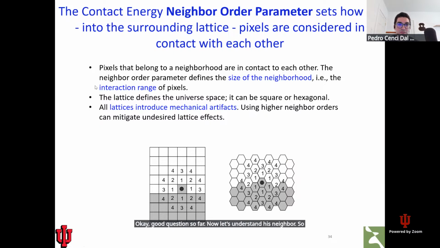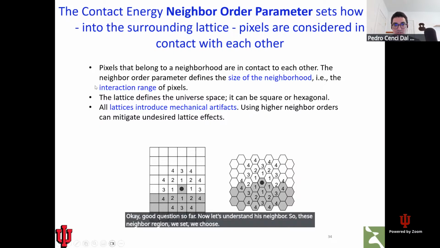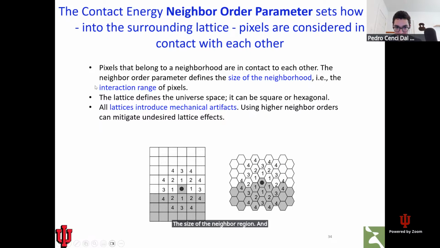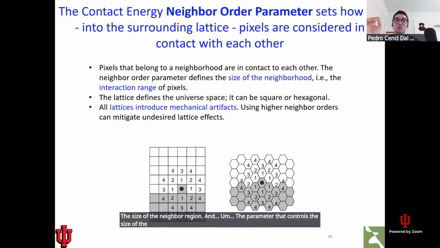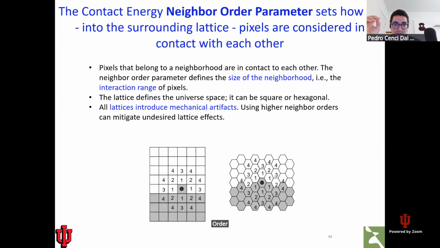So this neighbor region, we choose the size of the neighbor region. The parameter that controls the size of the neighbor region we call the neighbor order parameter. If you set neighbor order 1, the neighbor region is comprised of the nearest neighbor pixels. If you take a look here at the image, the nearest of the central pixel are the up, down, left, and right. So this is your neighborhood if your neighbor order parameter is 1. Up, down, left, and right.